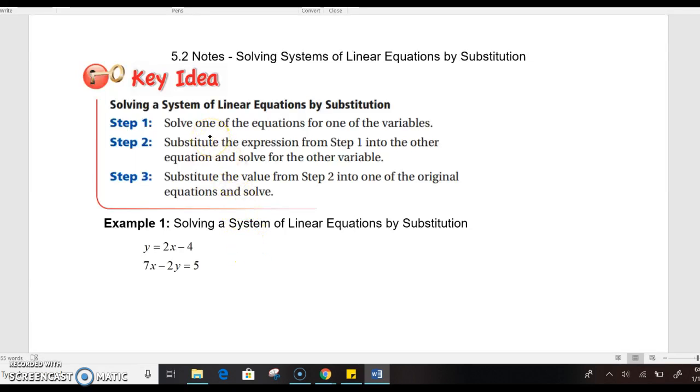Hi, pre-algebra students. These are your notes for section 5.2 on solving systems of linear equations by substitution. So in this section, we're going to learn how to solve for x and y.